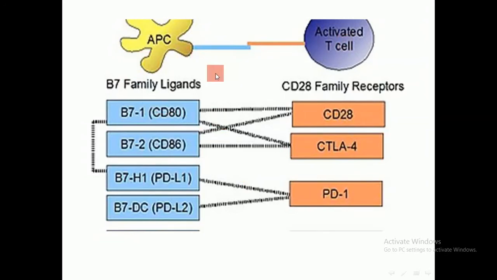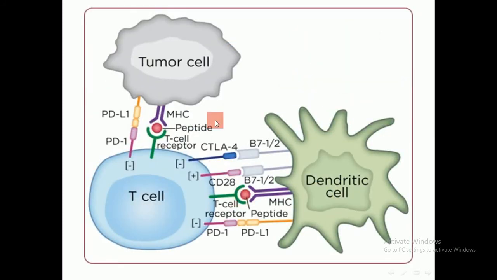So here is the antigen presenting cell, and here the activated T cell, and this is the CD28 receptor that binds to the B7 family ligands, which is the second signal in the T lymphocyte activation. And this is the inhibitory molecule to the second signal of the T lymphocyte activation, and this is PD1 with PD ligand 1. So these are the checkpoints, 2 checkpoints.